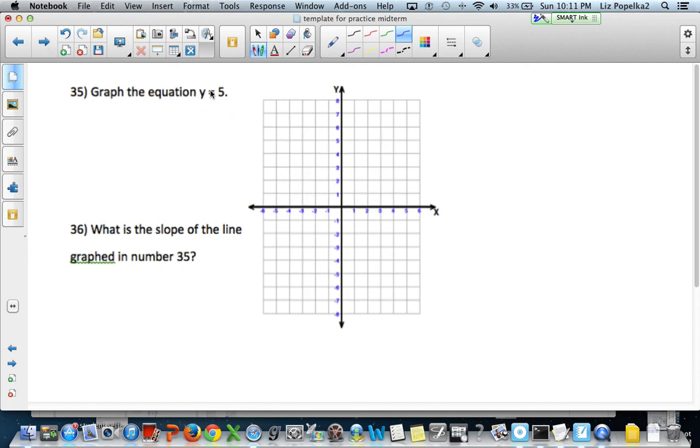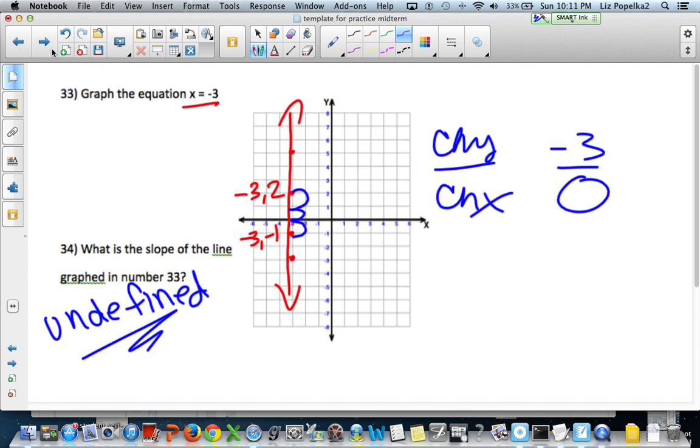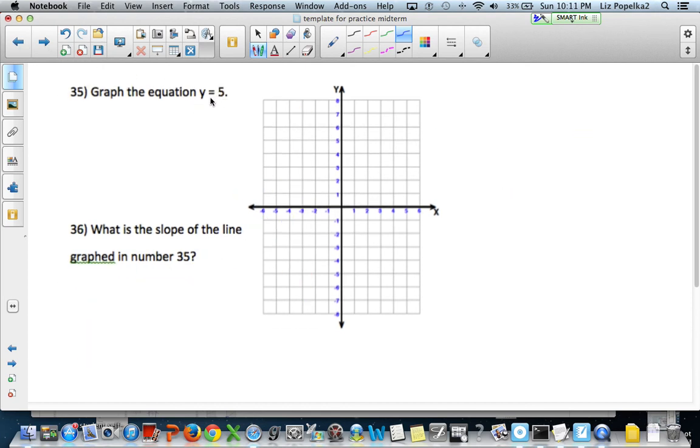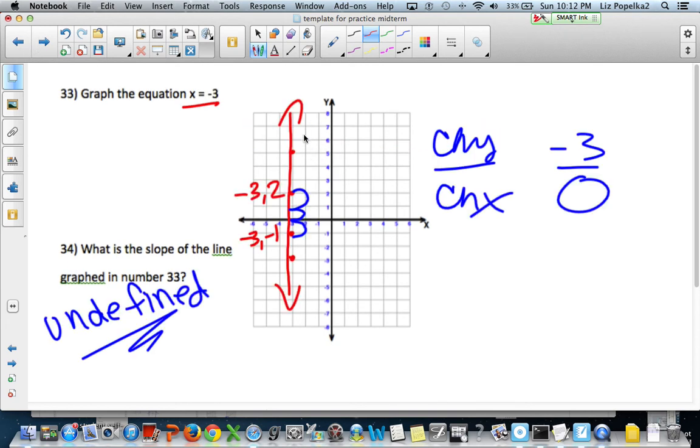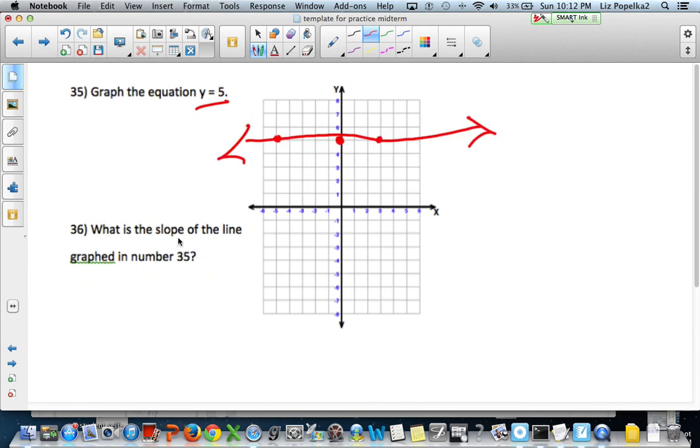In another special case, this time instead of an x equals something, we've got just a y equals something. So now that means that in every single case, the y has to be a 5. So we're going to go right up here to where the y is a 5. And that means that in every point on this line, your y value has to be a 5. So instead of it being up and down, like our last example, going through where x is equal to negative 3, now it's going to go straight across where y is equal to 5. So this is what the graph would look like.